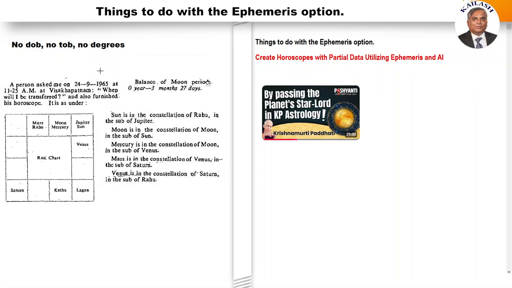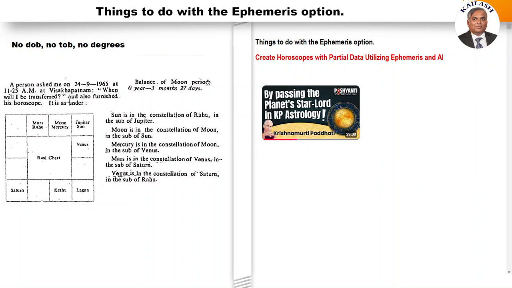The KP readers, KP books, and KP magazines are full of these kinds of horoscopes where the proper data is not given. In two or three of my videos, I pointed this out. The same frustration I had here. There was no date of birth, no time of birth, and no degrees. So let me show you how I went about working out the date, time, and place from some of the information that was given.